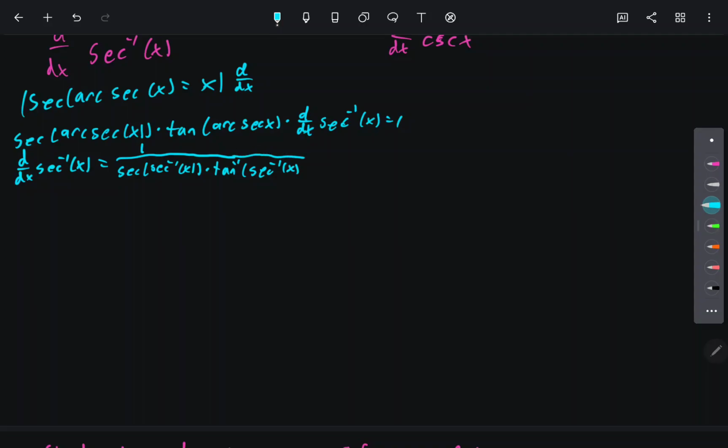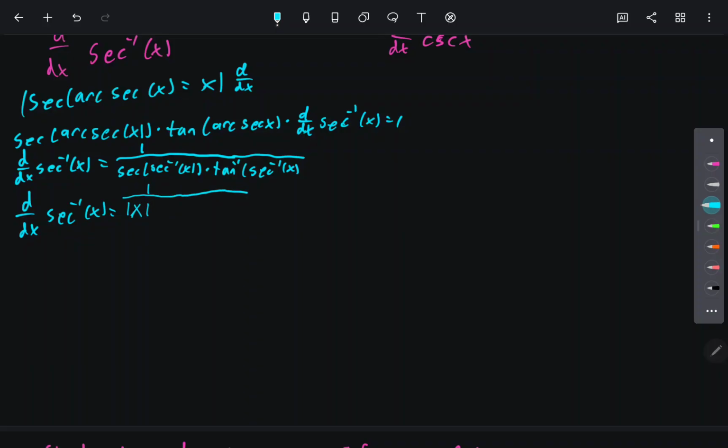Well, what do we know here? We know that 1 over secant of secant inverse of x, for some reasons that I'm not going to go into, we're going to call this the absolute value of x.